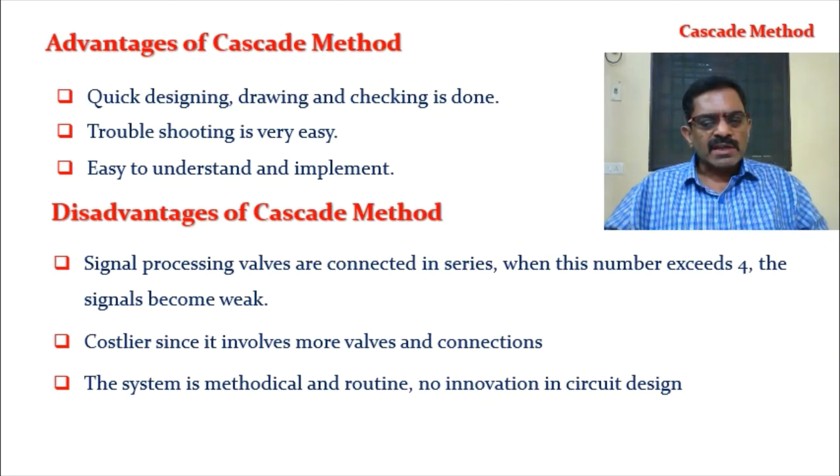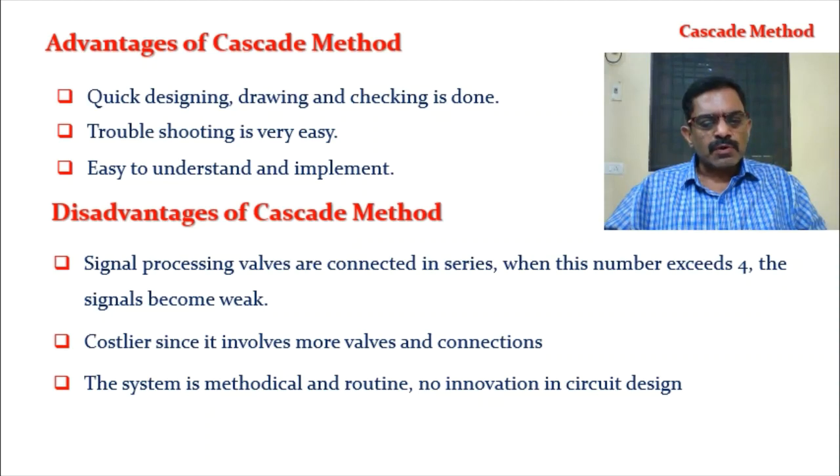And disadvantages, as equally we have disadvantages to your advantages. Signal processing valves are connected in series. If you keep increasing the number of valves, and it reaches four or more, the signal will become weak. So you can have up to three valves effectively. Later on the signal will become weaker. That is the biggest drawback in this.